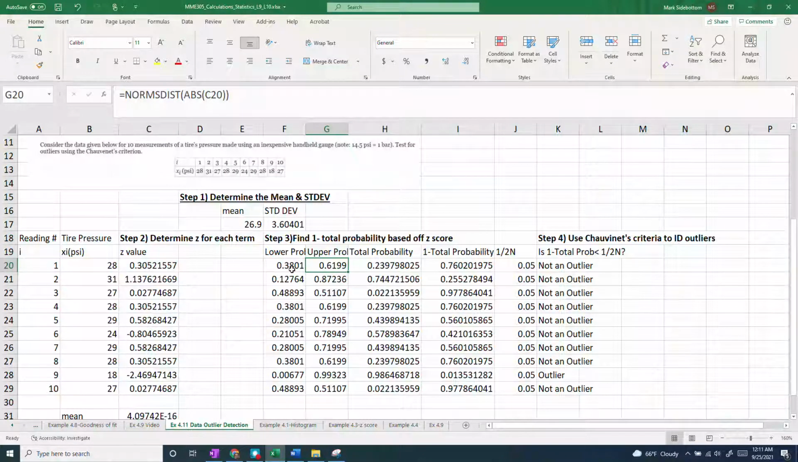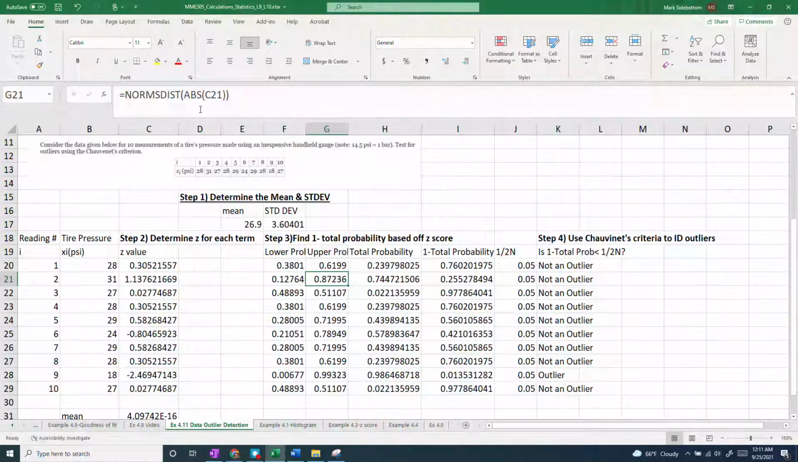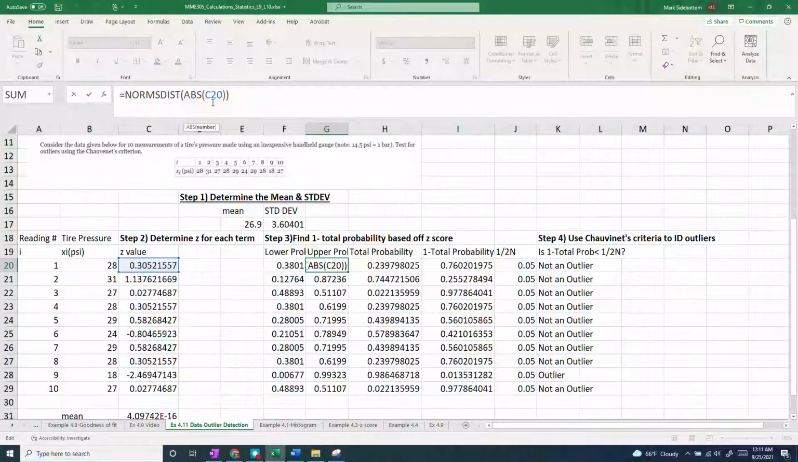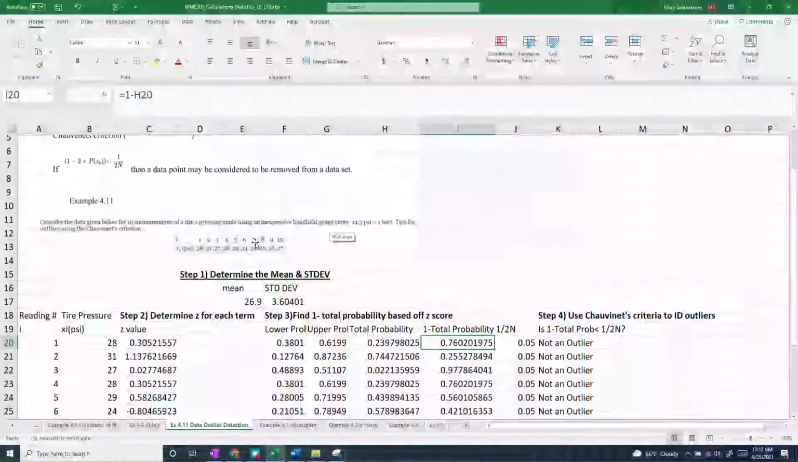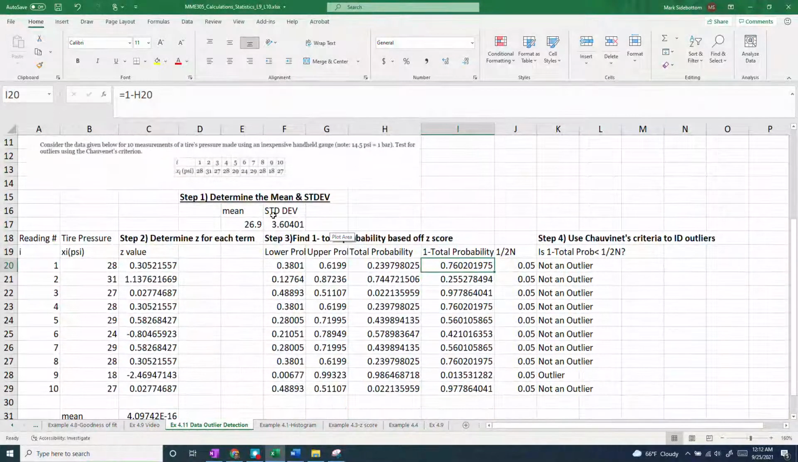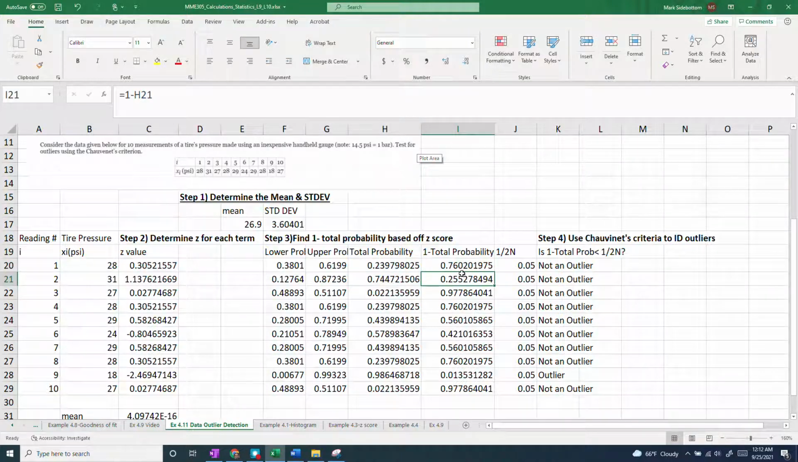We're just taking the z-score, using the normal distribution function, and plugging in the negative value for the lower bound of our probability, and the positive value for the upper bound of our probability. Once we do that, we have the total probability, which is the difference between the two. Then we find 1 minus the total probability value, which we'll use for our Chauvenet's criterion. So we're just going to take 1 minus column H, and we'll do that for all of our data.